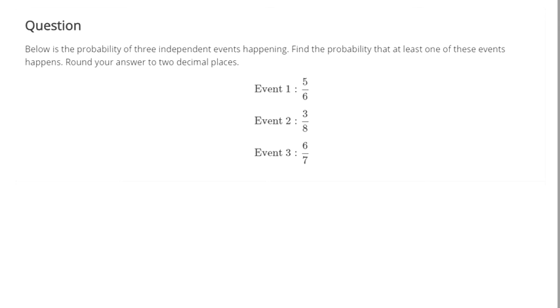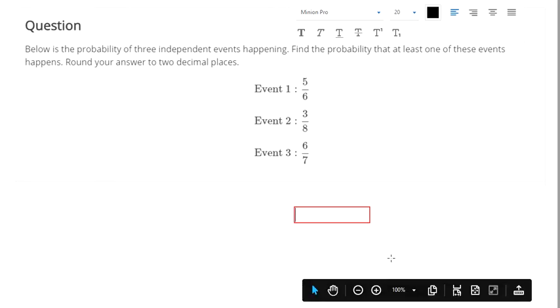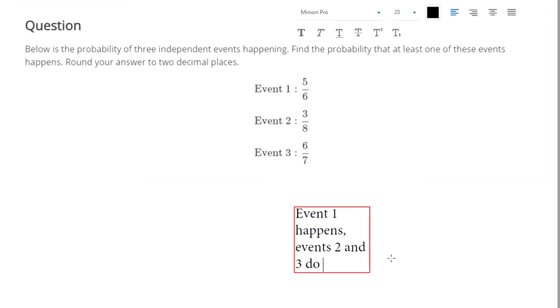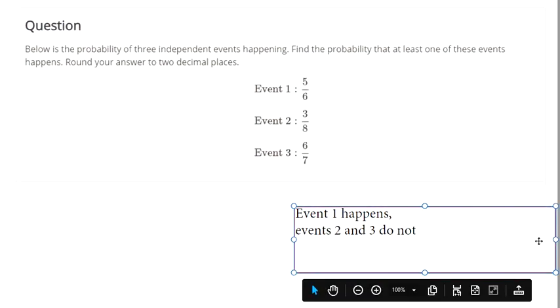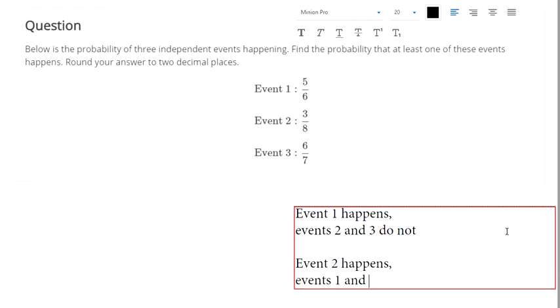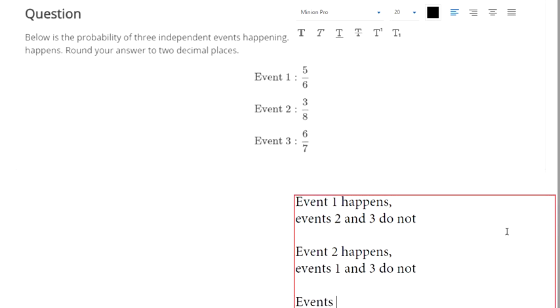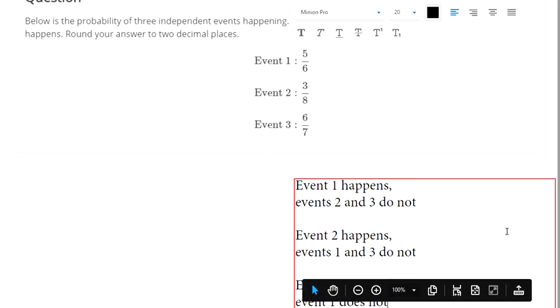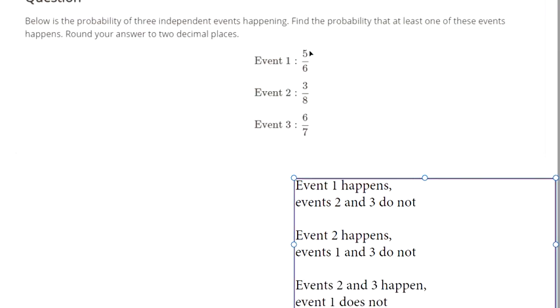Okay, so we're asked to find the probability that at least one of these events happens. There's a lot of options there. Something that satisfies this criteria is event 1 happens, events 2 and 3 do not. That's an option because that's one that meets the criteria of being at least one of these events. Or it could be event 2 happens, events 1 and 3 do not. Or it could be events 2 and 3 happen, event 1 does not. We'd have to find probabilities for all these events and then add them up.